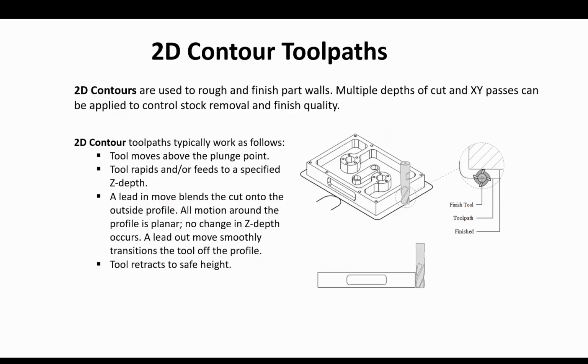2D contours are used to rough and finish part walls. Multiple depth of cuts and XY passes can be applied to control stock removal and finish quality. 2D contour toolpaths typically work as follows. Tool moves above the plunge point. Tool rapids and or feeds to a specified Z depth. A lead-in move blends the cut onto the outside profile. All motion around the profile is planar. No change in Z depth occurs. A lead-out move smoothly transitions the tool off the profile. Tool retracts to safe height.